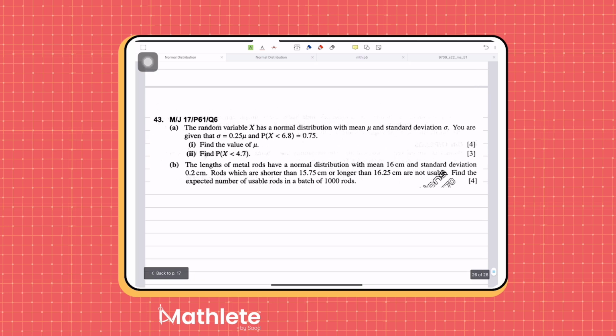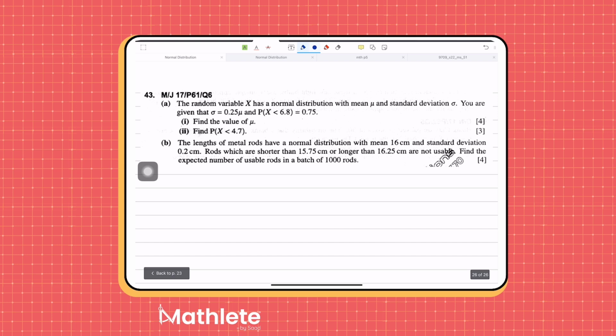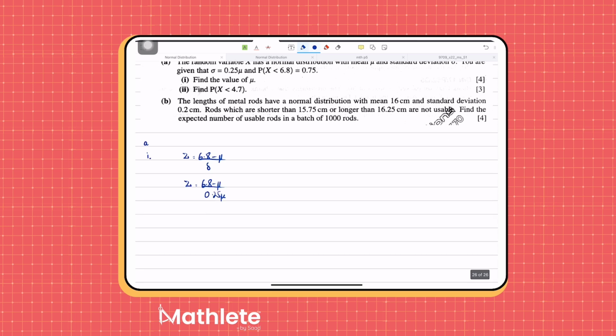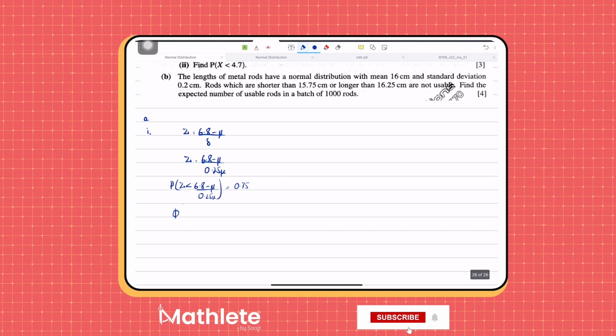Alright, first solve this question. Okay, so do we have the answer for mu for the first part? Now I'll do some working as well, so you guys know how to do it. The probability of x less than 6.8 is 0.75. That means the z-score is (6.8 minus mu) over sigma. We're given that sigma is 0.25 mu, so (6.8 minus mu) over 0.25 mu. The probability of z being less than that is 0.75, and since it's less than, phi of (6.8 minus mu) over 0.25 mu, without subtracting from 1, is equal to 0.75. If you solve this, you get mu to be 5.82.